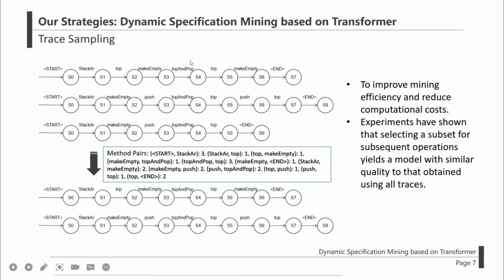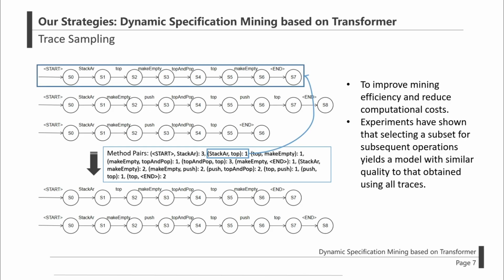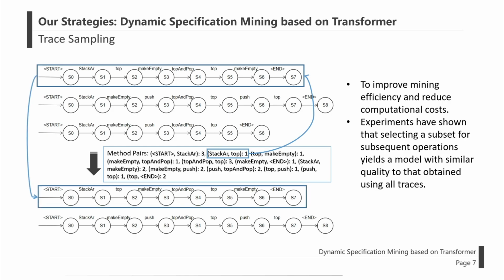For example, if we want to extract a subset from these three traces, we first need to extract the pairs of methods carried by the three traces and count the number of occurrences of each method pair. Query the shortest trace of each method pair with the first occurrence successively and add it to the trace subset until the trace subset contains all the method pairs that have appeared in all traces.